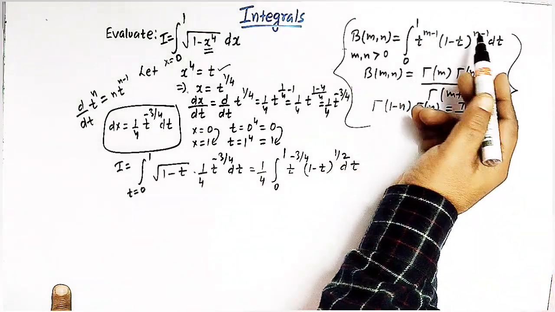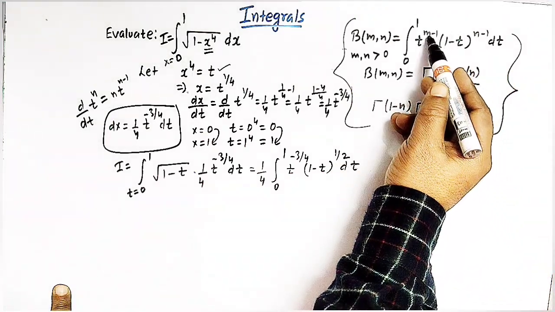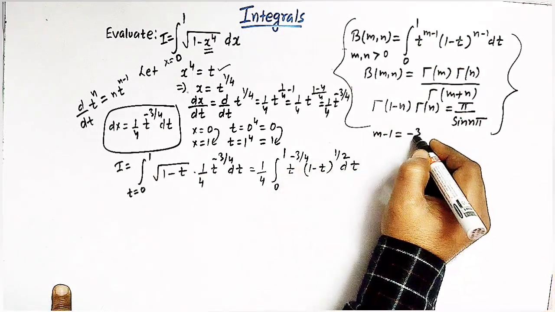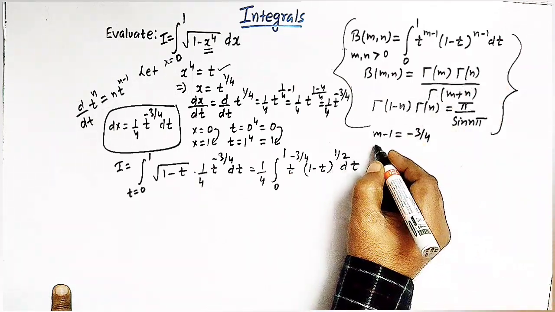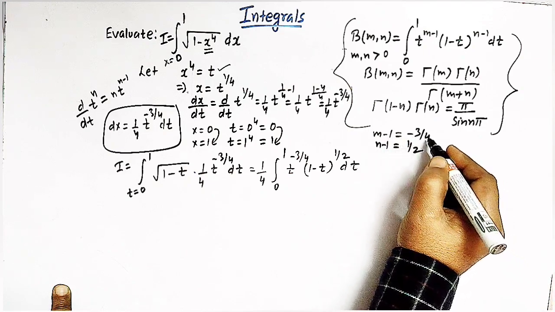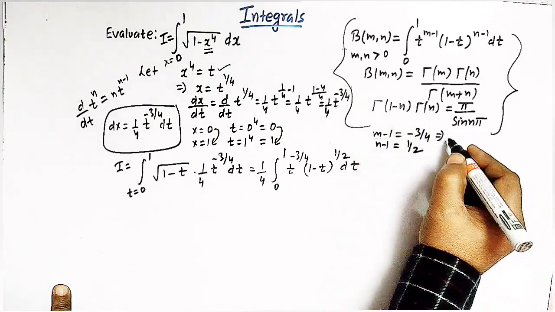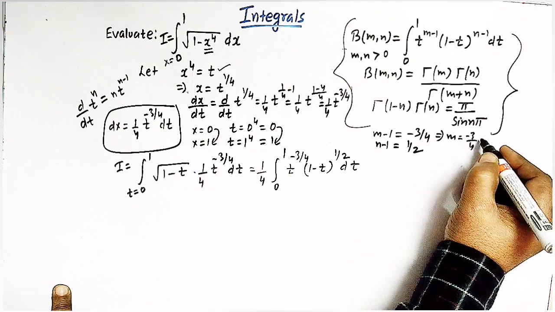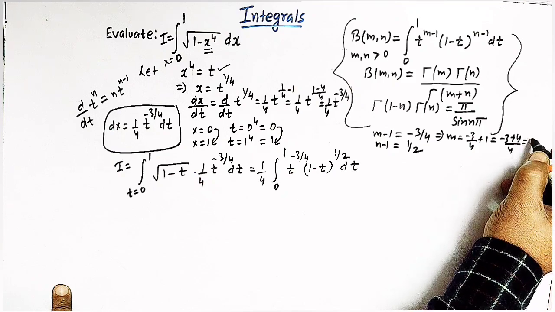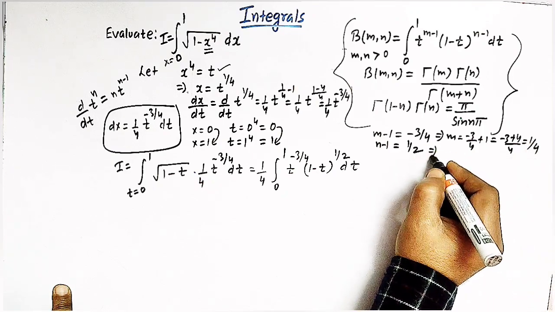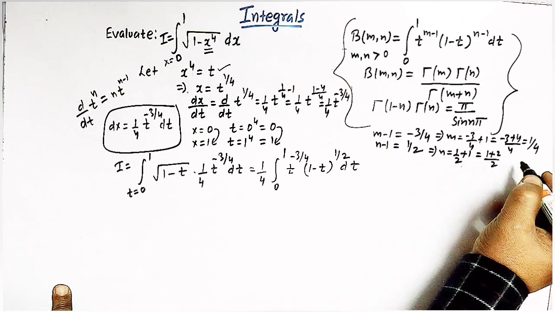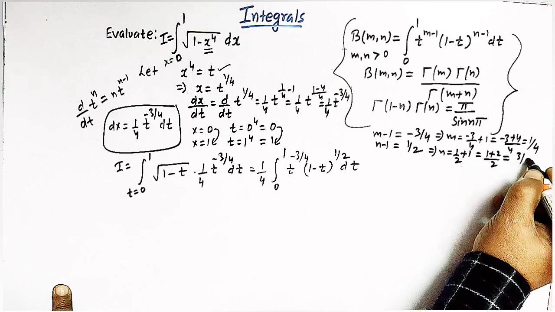So let us find out the values of m and n. So m minus 1 can be equated to minus 3 by 4, and n minus 1 can be written as half. So solving these two equations for m and n, from here we can write m is equal to minus 3 by 4 plus 1, that is minus 3 plus 4 over 4, that is 1 over 4. From here we can write n is equal to half plus 1, that is 1 plus 2 over 2, that is 3 over 2, right?